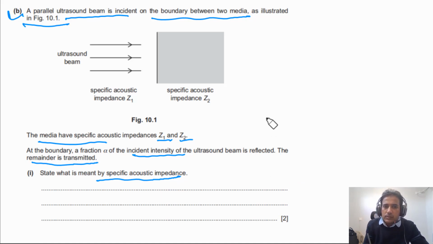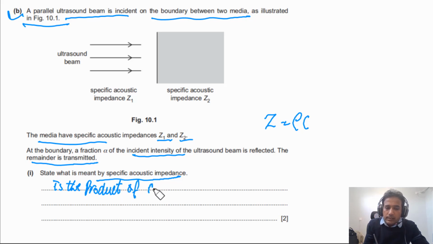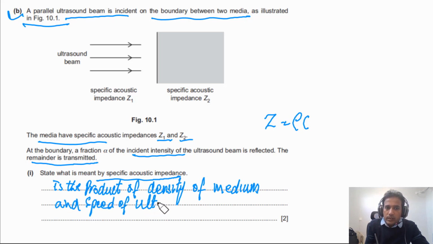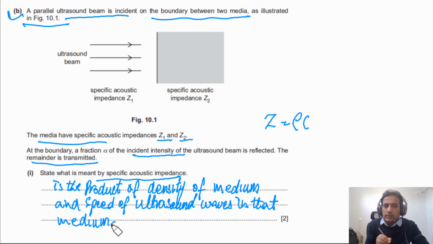So first of all, we need to understand specific acoustic impedance. Z is equal to rho times C. So we can say acoustic impedance is the product of density of medium, a very important one. You need to specify which density you are talking about. Density of medium and speed of ultrasound waves in that medium. So this is how we can state what is meant by specific acoustic impedance.